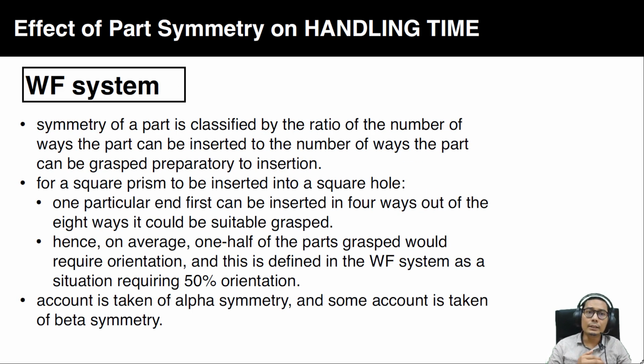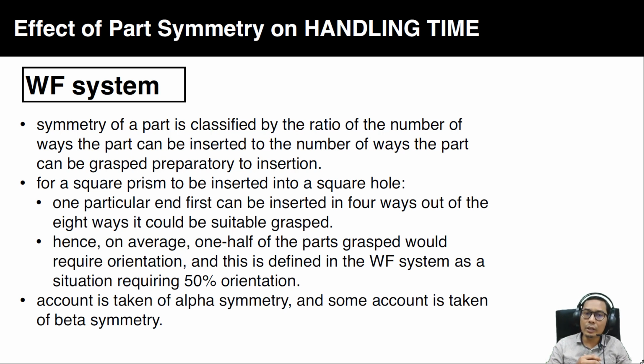While in the work factor system, the WF system, the symmetry of a part is classified by the ratio of the number of ways the part can be inserted to the number of ways the part can be grasped preparatory to the insertion. For a square prism to be inserted into a square hole, one particular end first can be inserted in 4 ways out of the 8 ways it could be suitably grasped.